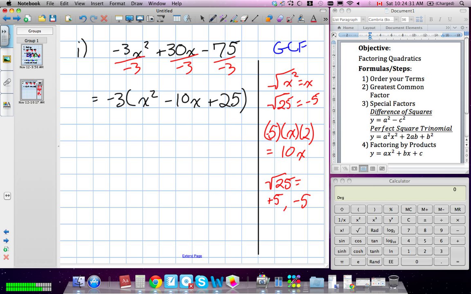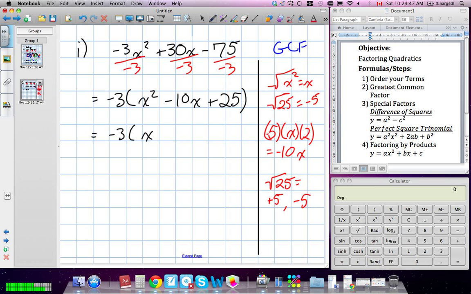x minus 5, squared. Good. That's right. Because this is a negative 5, we put negative 5 in there, and x is our first term. And that's it. You're right. That is faster than factoring by products.